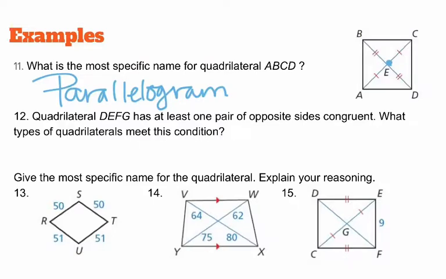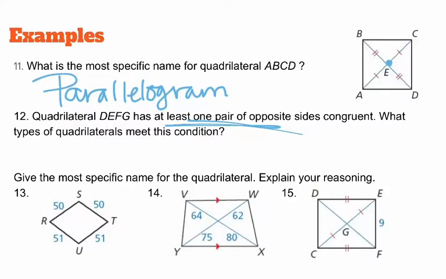Number 12, it says a quadrilateral has just at least one pair. Could have more, but at least one. What quadrilaterals meet this condition? Whoa. Well, at least one pair, so 1 or 2. If it had 2, it would be a parallelogram. Could be a rectangle. Could be a square. Could be a rhombus. And it could be an isosceles trapezoid. Because if it just had one pair of congruent opposite sides, right? That's where it could be an isosceles trapezoid or a rectangle.